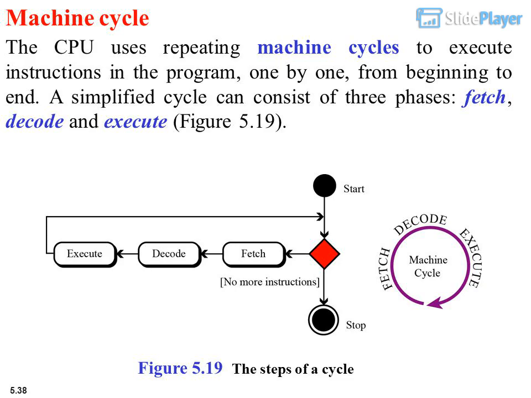Machine cycle. The CPU uses repeating machine cycles to execute instructions in the program, one by one, from beginning to end. A simplified cycle can consist of three phases: fetch, decode and execute. Figure 5.19 shows the steps of a cycle.